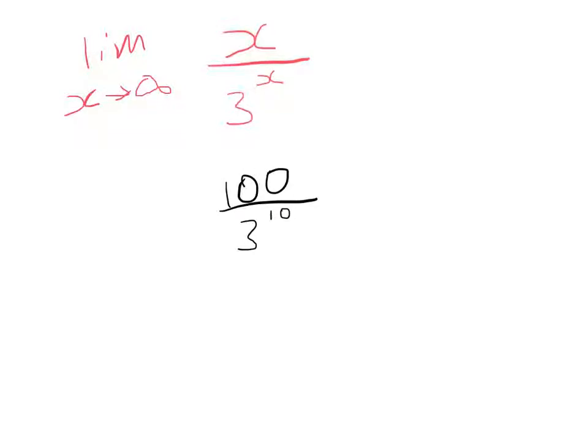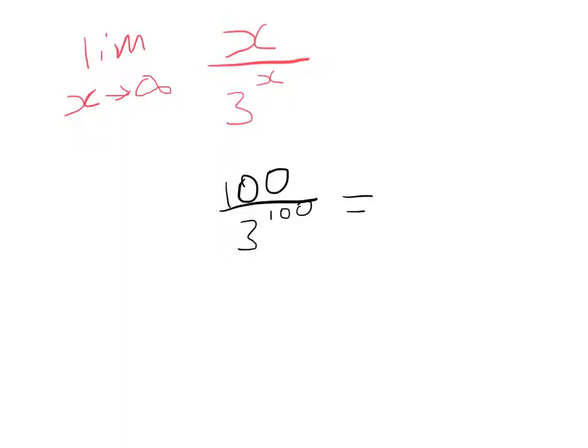We also can see a situation where we have something like this: x over 3 to the power of x. If we wanted to know what the limit was as x approaches infinity, well, it's going to be hard to put in 3 to the power of infinity. It's not something that we really know how to do. It's going to be an infinite number. So what we could do is put in a really big number. So let's put in 100 to this one. So it would be 100 over 3 to the power of 100.